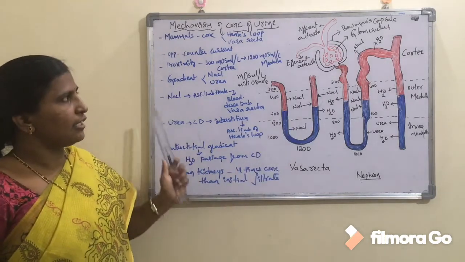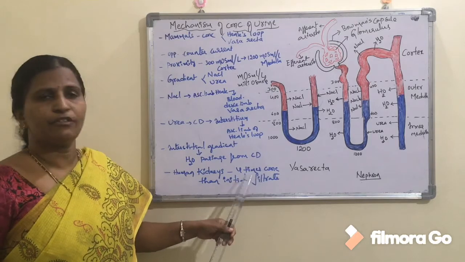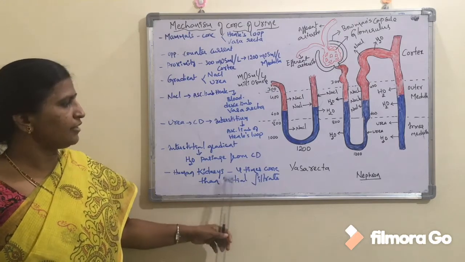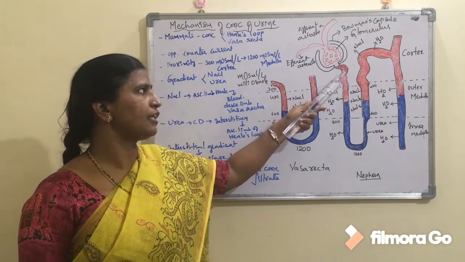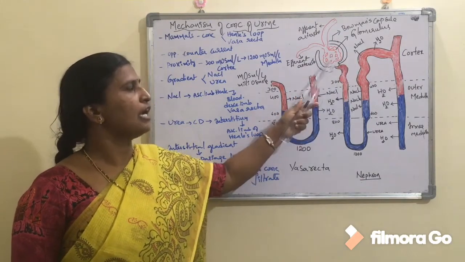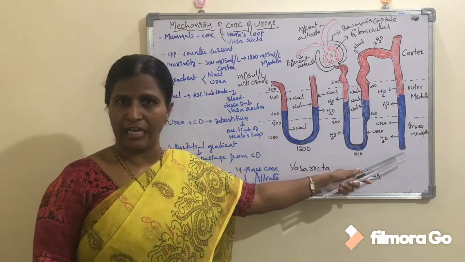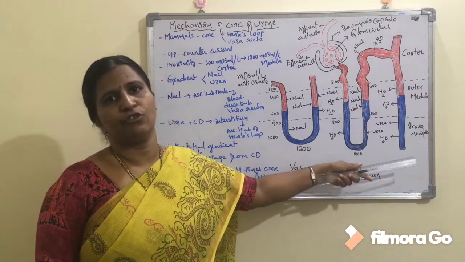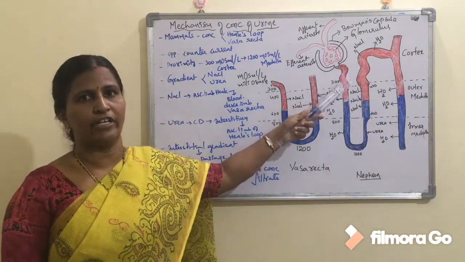If you take the human kidneys, it is going to concentrate 4 times more than the initial filtrate. Initial filtrate means the renal filtrate which is coming out of the Bowman's capsule into the tubule, and it is going to become 4 times concentrated at the end of the collecting duct. The excreted urine will be 4 times concentrated than the initial fluid.